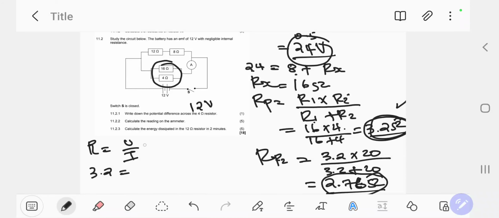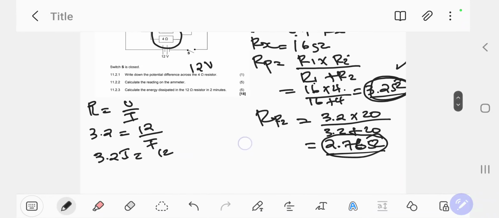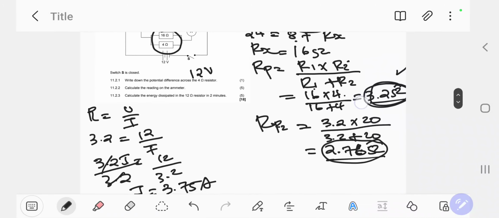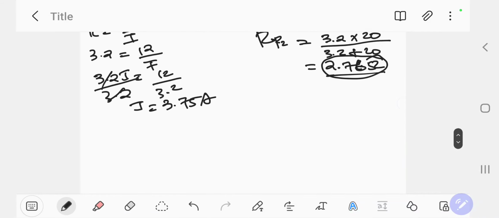3.2 equals, so your V is going to be the 12 that we said. It's basically the total of the energy that is supplied in there, and then over the current. So 3.2 I equals 12, so I equals 12 divided by 3.2. We're going to have 3.75 amperes of current there. We're going to have 3.75 amperes of current flowing in that one. All right. Such a simple question, guys, to answer.